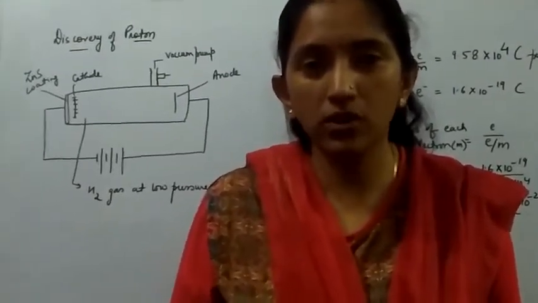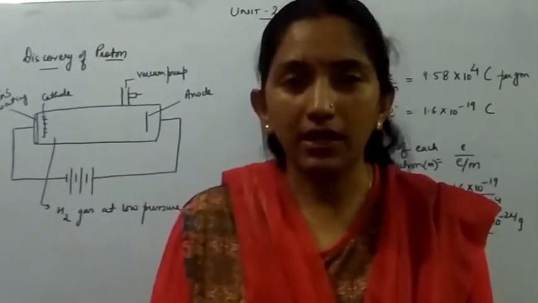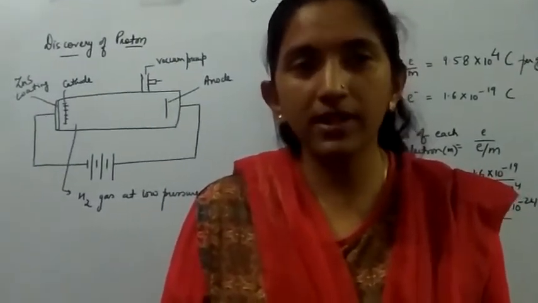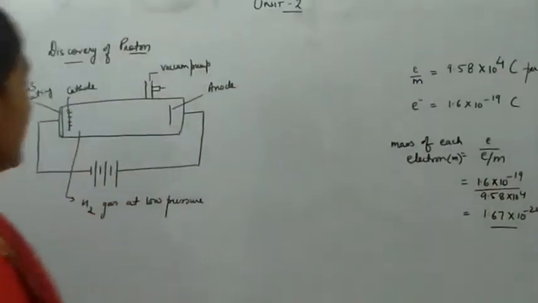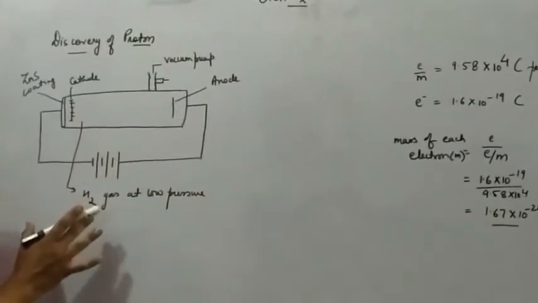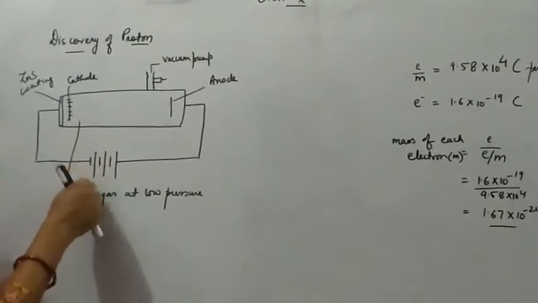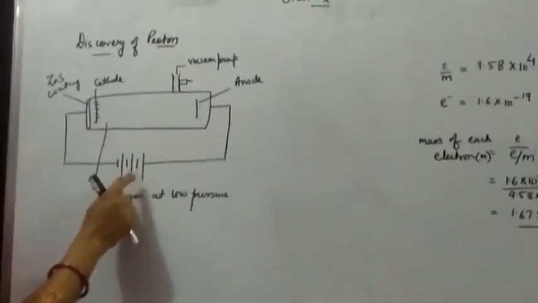That means it has holes, and just behind the cathode electrode there will be a zinc sulfide coating. Now, you can see here the experiment has the same setup. Here we have the potential difference source, through which the electricity will pass.